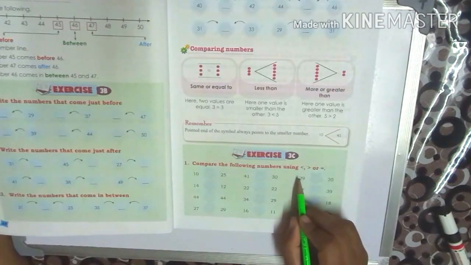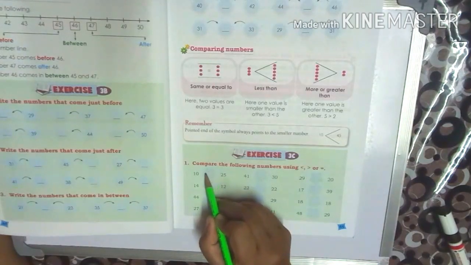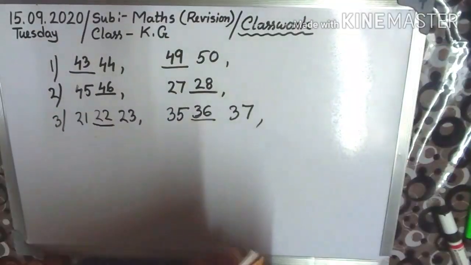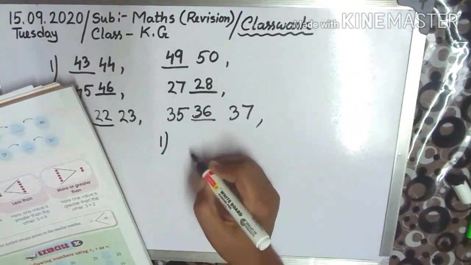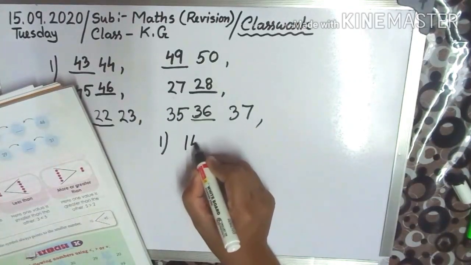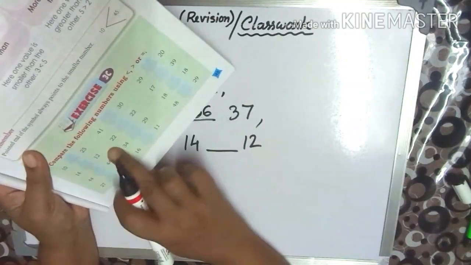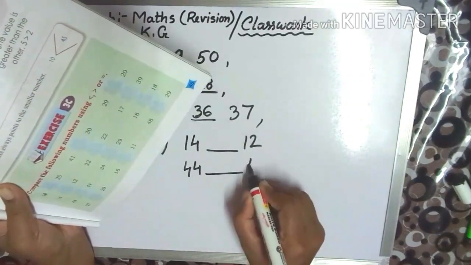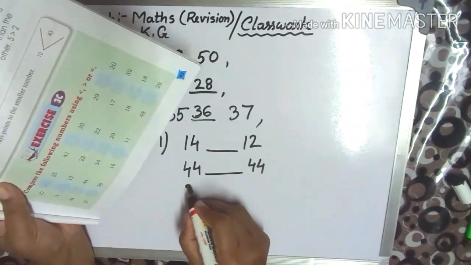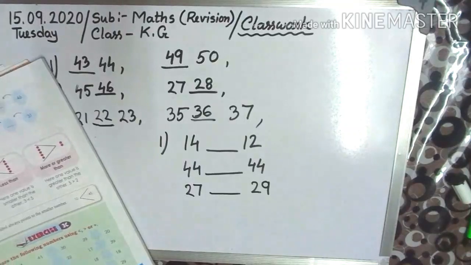So your mark, your symbol is smaller, so less than sign. Okay, so follow me. See number 1, 14, 12. Follow me. 14, 12, 44, 44. Next 27, 29. So sign.